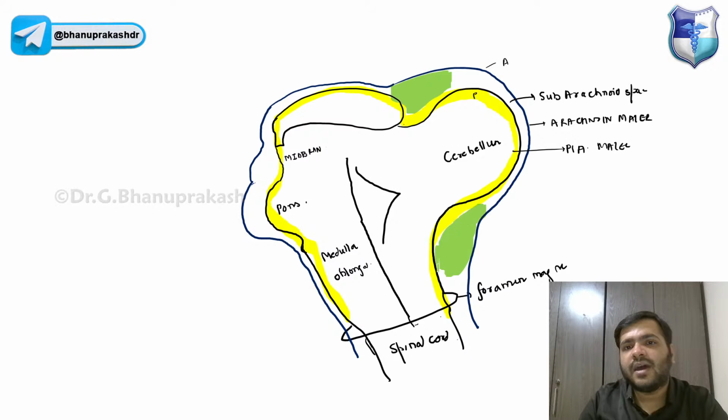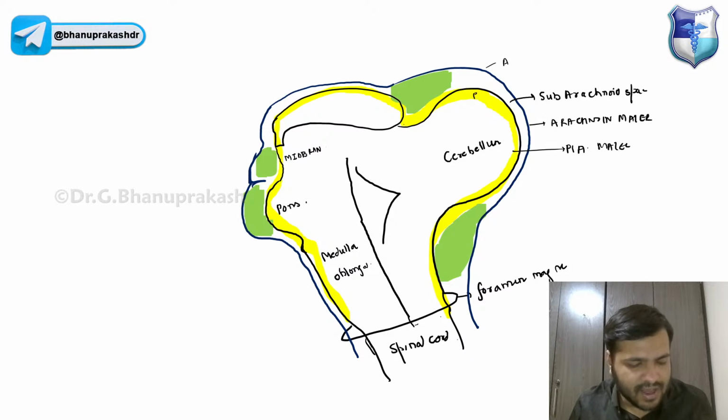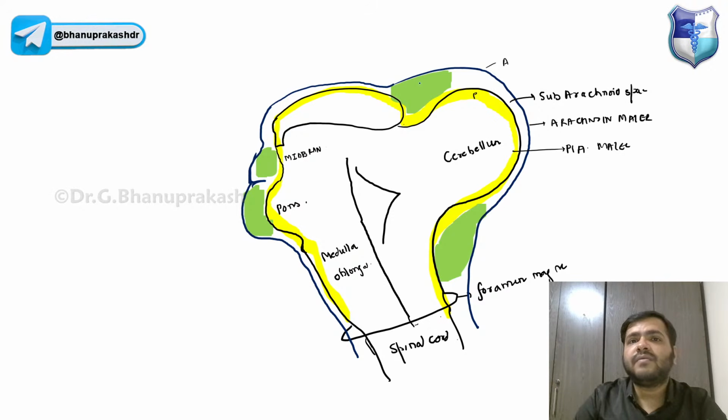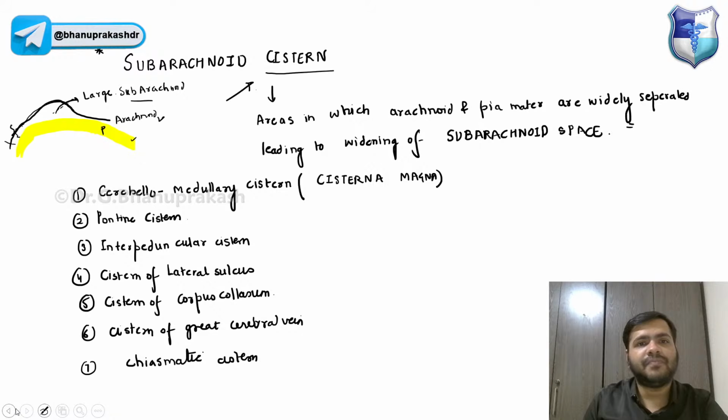These are something which are called cisterns. In front of the pons also you can see, and in front of the midbrain also you can see. So these are called cisterns. The basic one which I can show you right now over here, guys, remember it is the superior cistern. We have just mentioned it also. Okay, we haven't mentioned it.